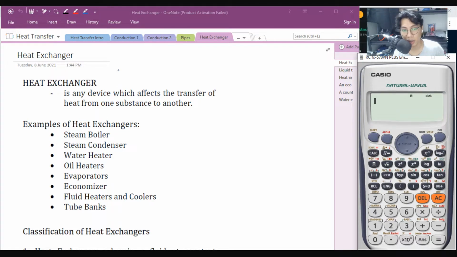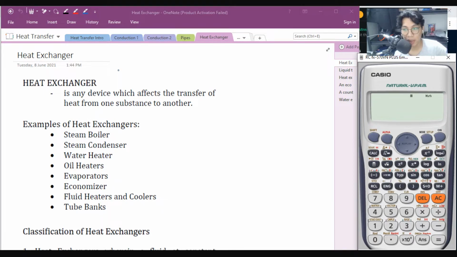Generally, it is any device which affects the transfer of heat from one substance to another. Ibig sabihin, if you have a working fluid, one that is absorbing much of the heat coming out from a system, and another, when it came in contact with that hot fluid, the hot fluid transfers its heat to that cold fluid, okay? Yan yung purpose ng ating heat exchanger. Para yung ating circulation nung fluid inside a hot body, makuha niya yung init at makondisyon niya yung init nun. So, what are the common examples of heat exchangers?